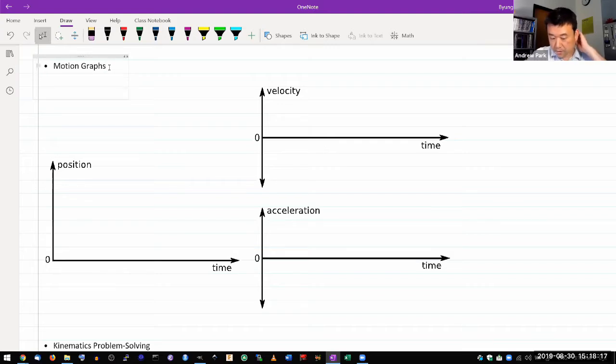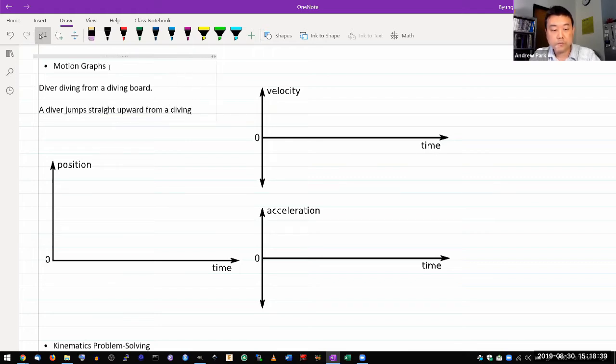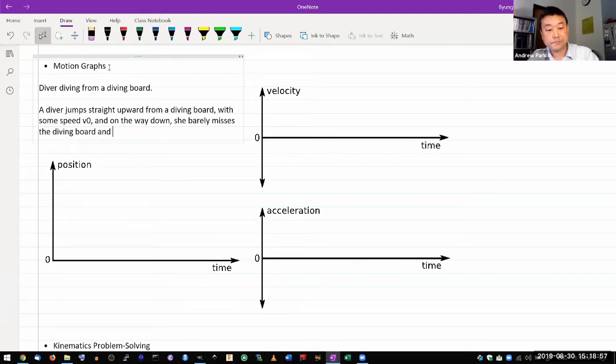The homework question I'm thinking of has a scenario with a diver diving from a diving board. I think I'm saying diving too many times, but it's okay. So the situation is this: a diver jumps straight upward from a diving board with some speed V naught, and on the way down, she barely misses the diving board and dives straight into the pool.